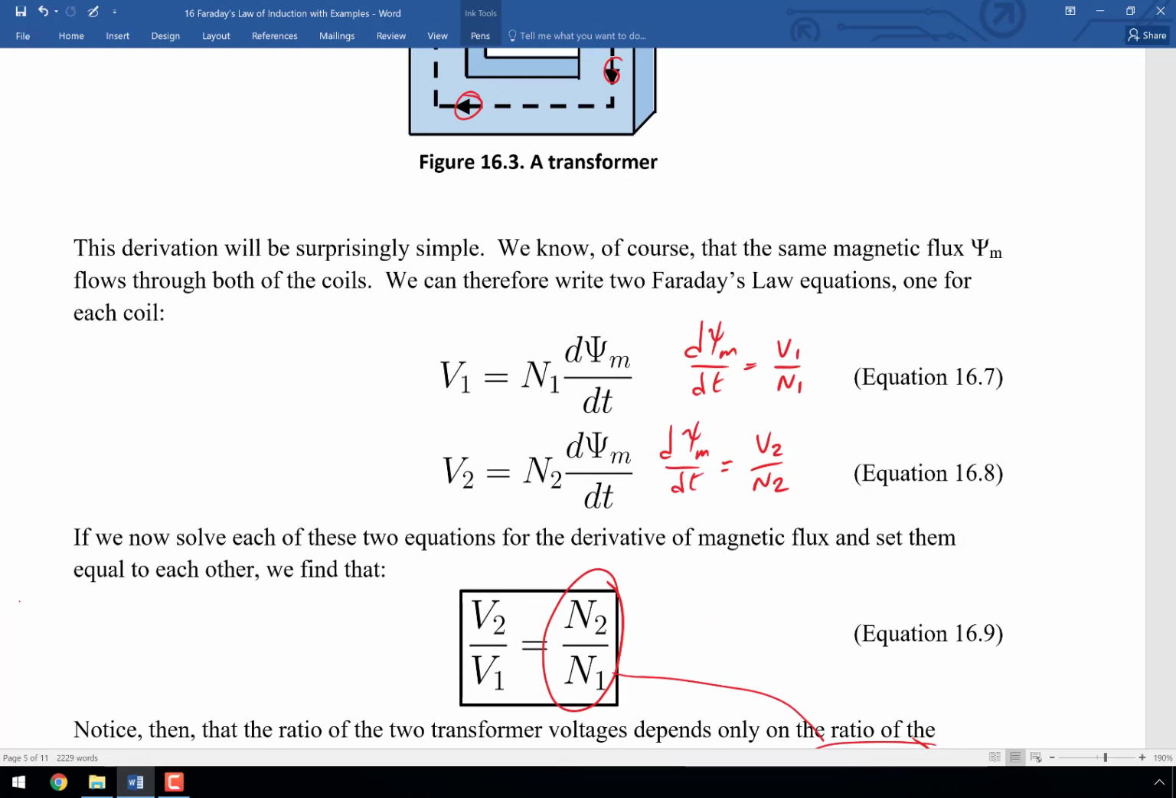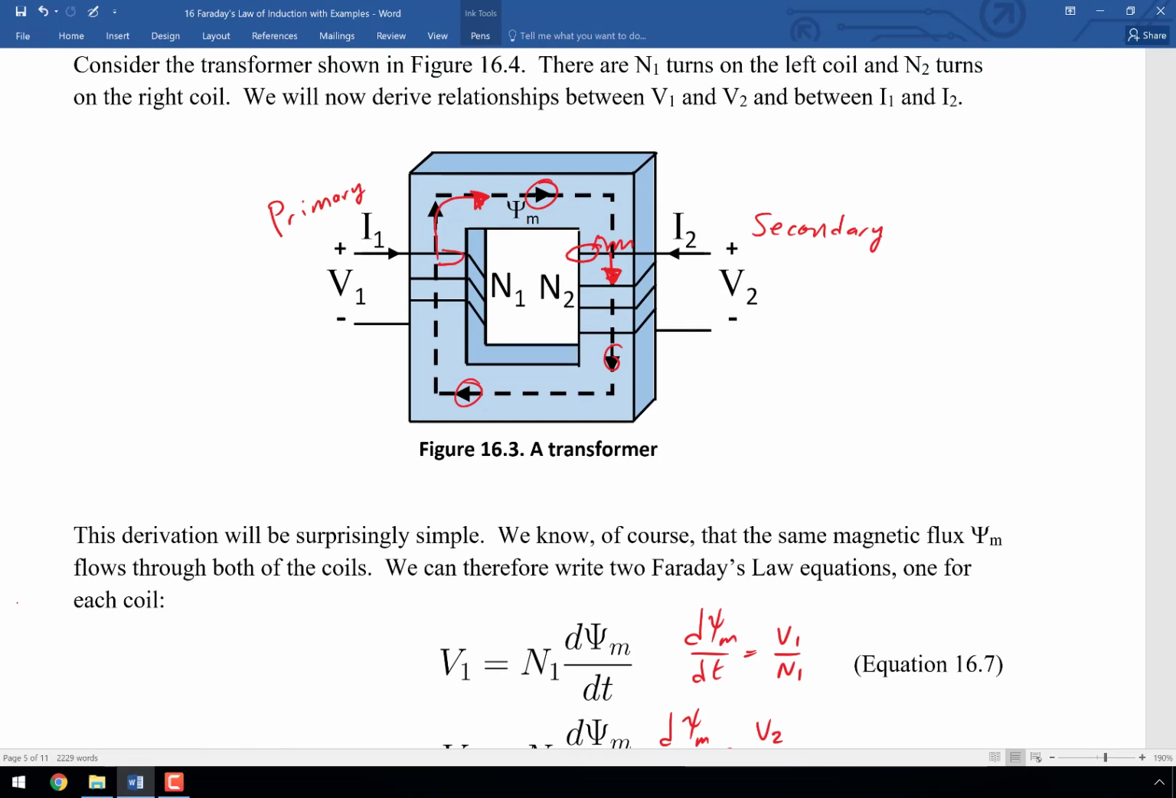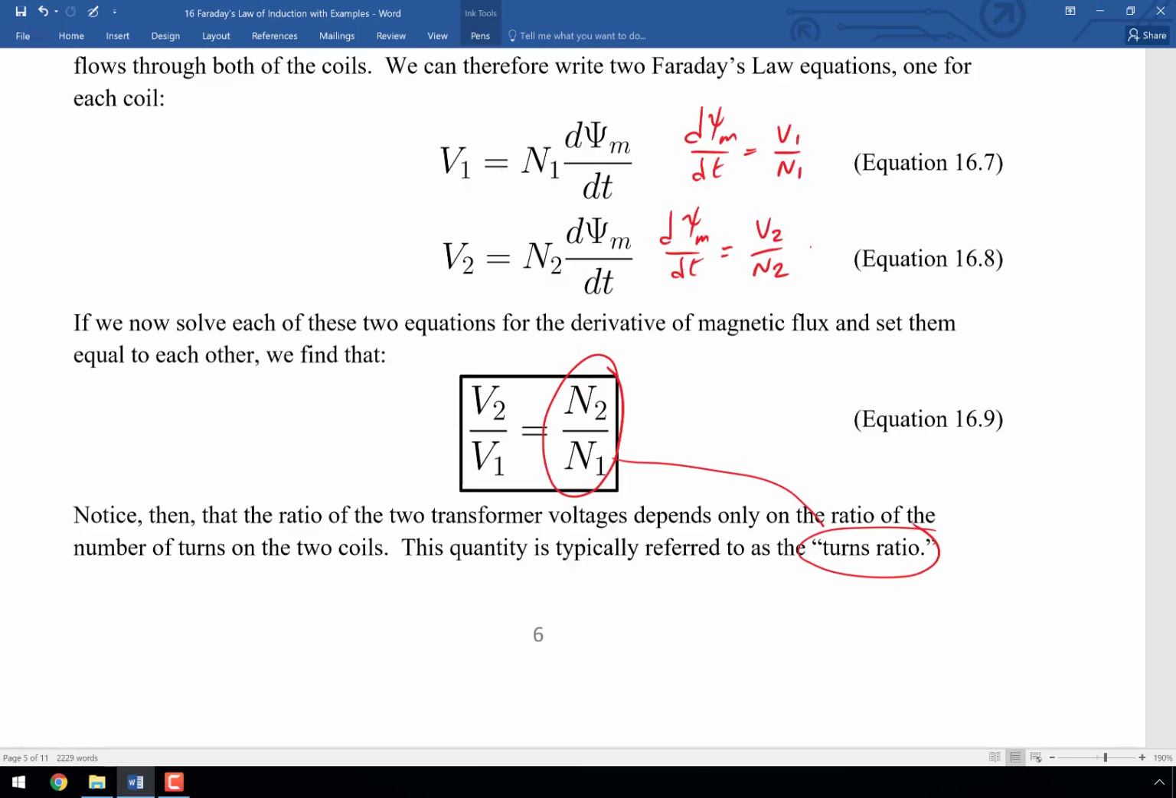If I scroll back up here to the original picture, notice that I could simply say, let's imagine that N1 is equal to 100 and N2 is equal to 1,000. And if that's the case, then V2 is going to end up being 10 times larger than V1. Whichever coil has more turns is going to have more voltage associated with it. So in that case, I would have a step-up transformer. Or if I had made it the other direction, then I could have a step-down transformer.